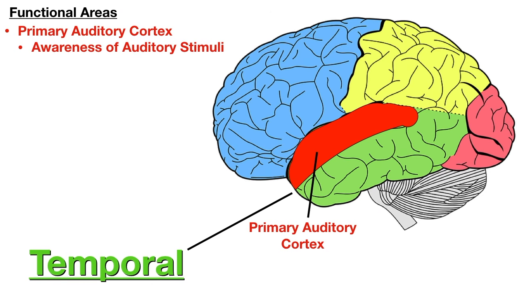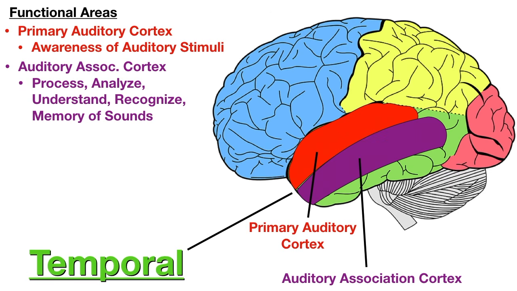Well, now we have to process and analyze that information. So again, there's going to be an association cortex. This time it's the auditory association cortex, and this will help us process and analyze auditory stimuli. It's also going to allow us to form new memories of auditory stimuli, compare them to old memories, and again, this will help provide meaning and understanding to the stimulus.